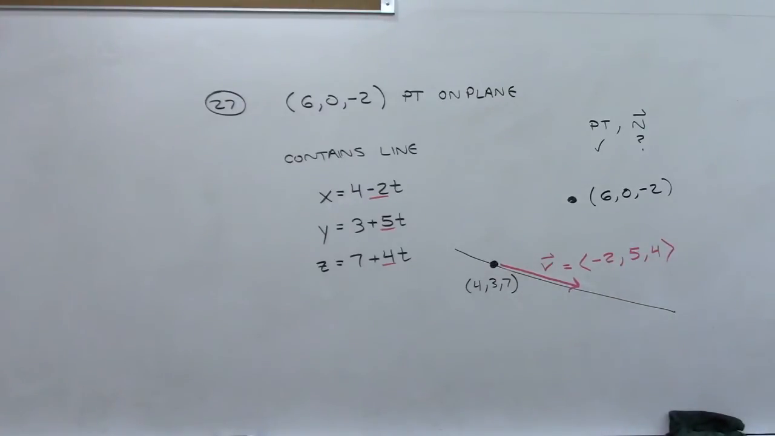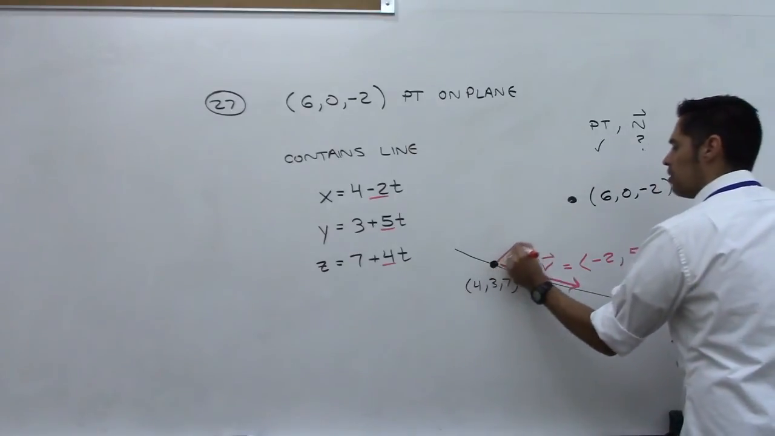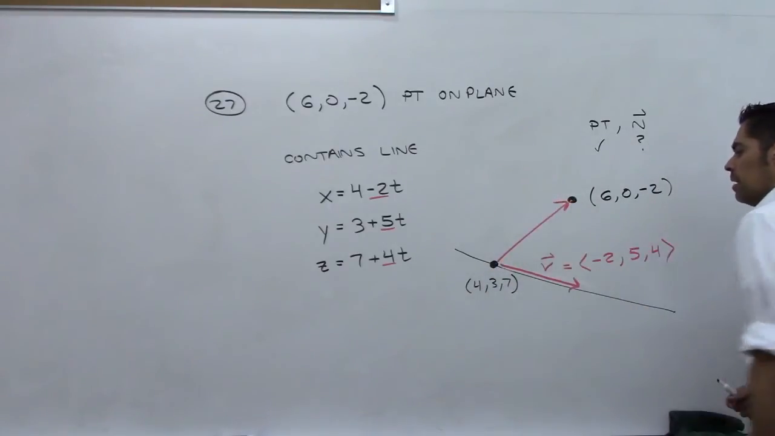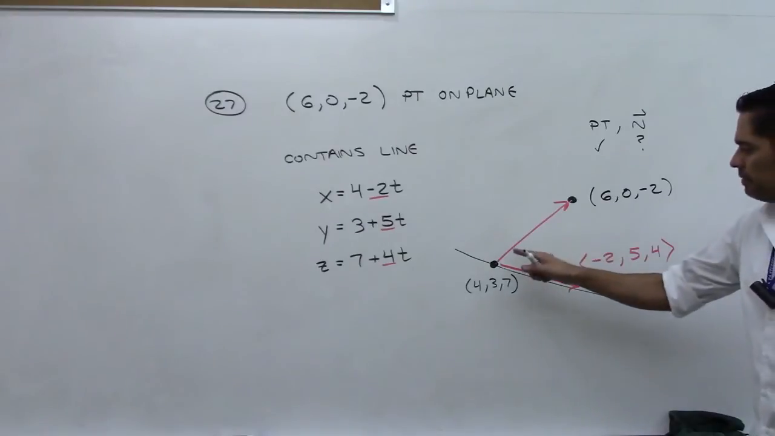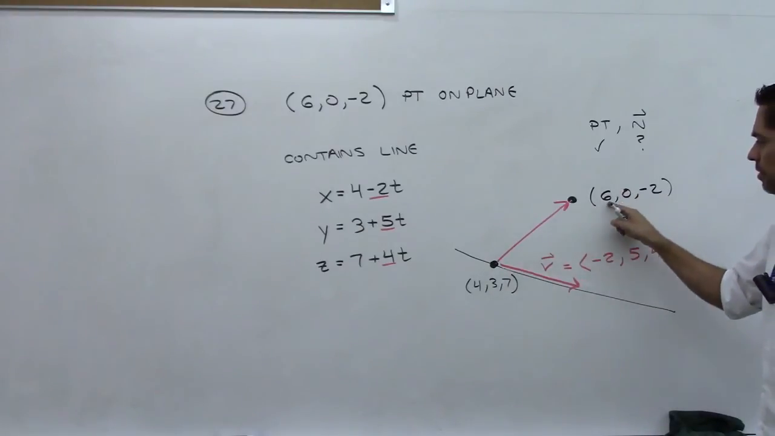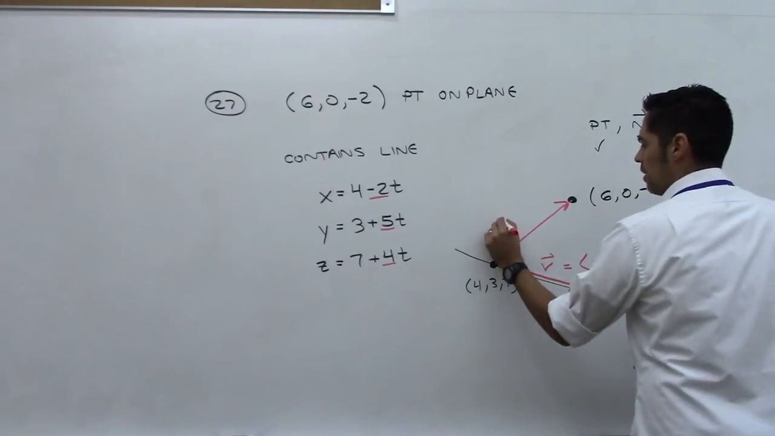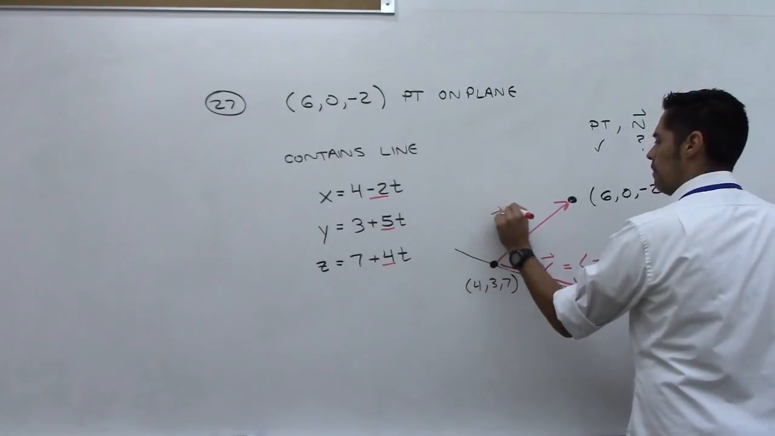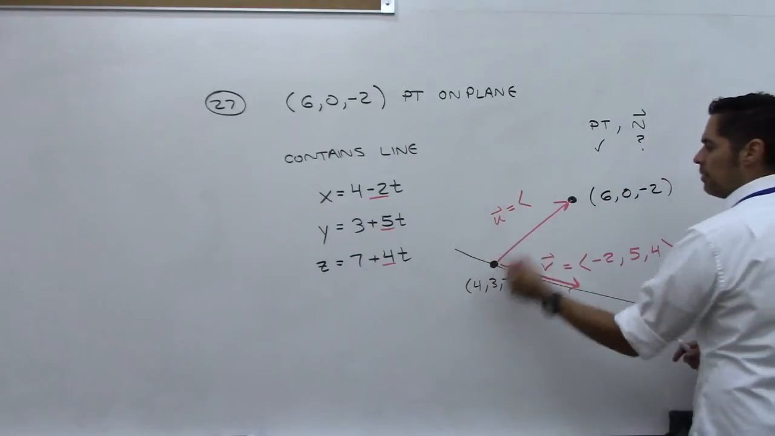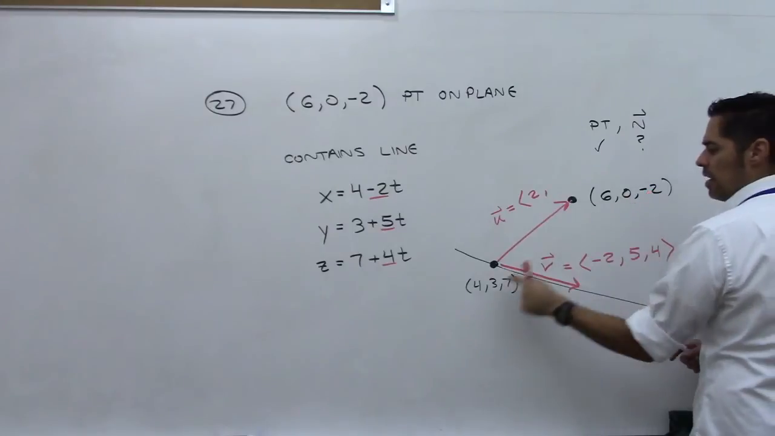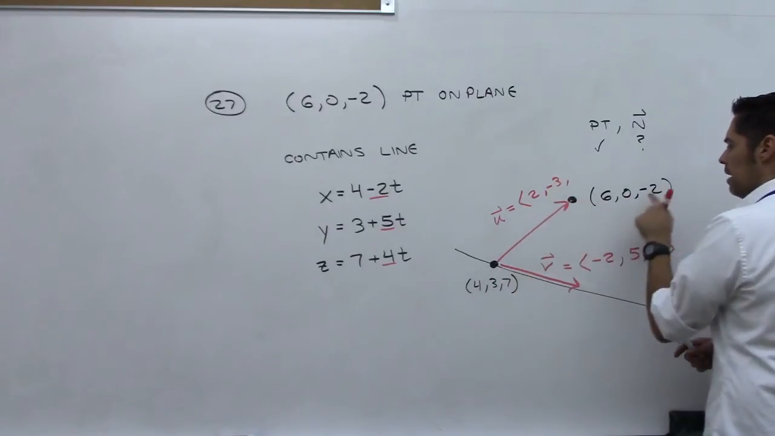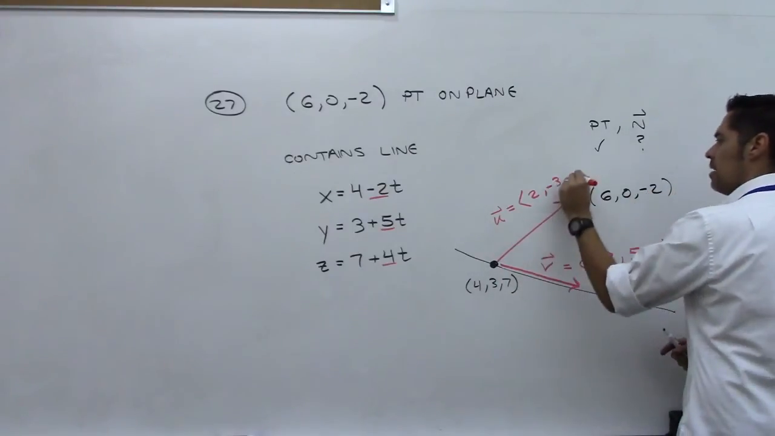All right? And now I will create this vector which goes from here to here. And that I can do just by taking the vector that goes from this point to this point. So this is the vector, let me call this vector u. I go 6, take away 4, so 6 minus 4 is 2. 0, take away 3 is negative 3. Negative 2, take away 7 is negative 9.